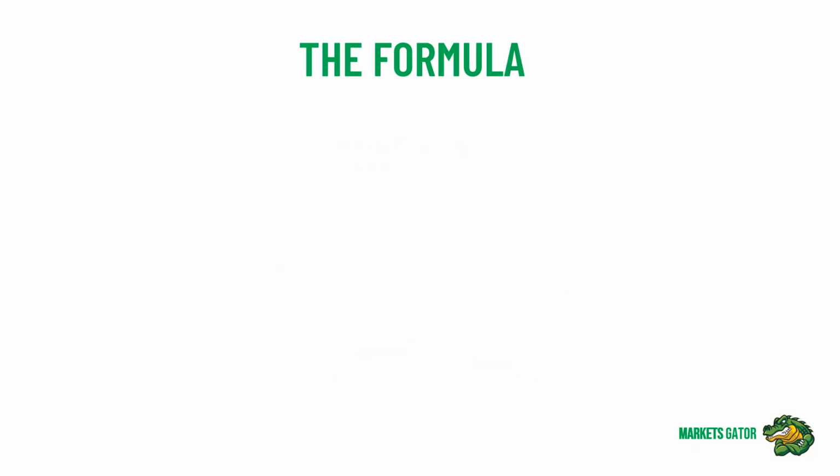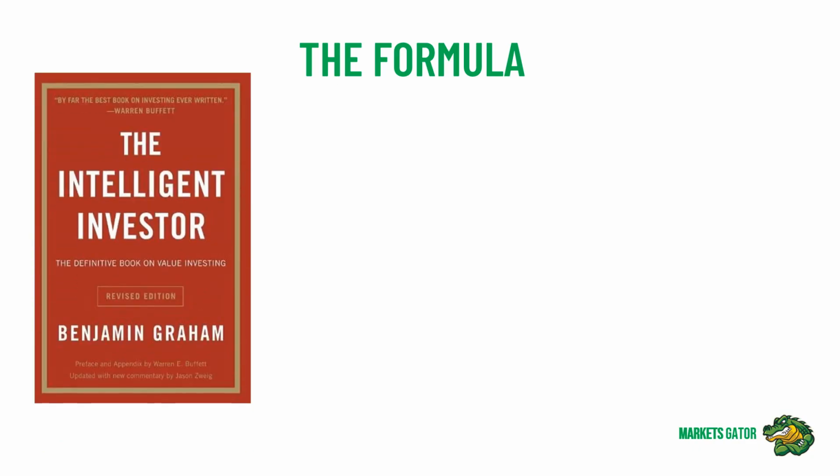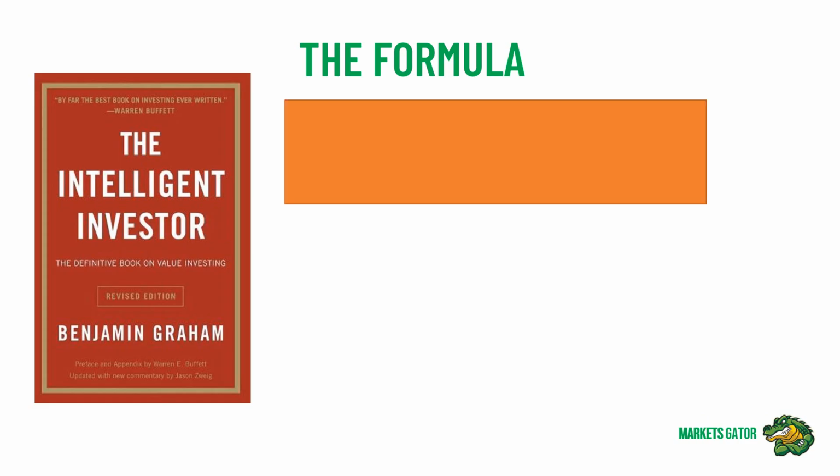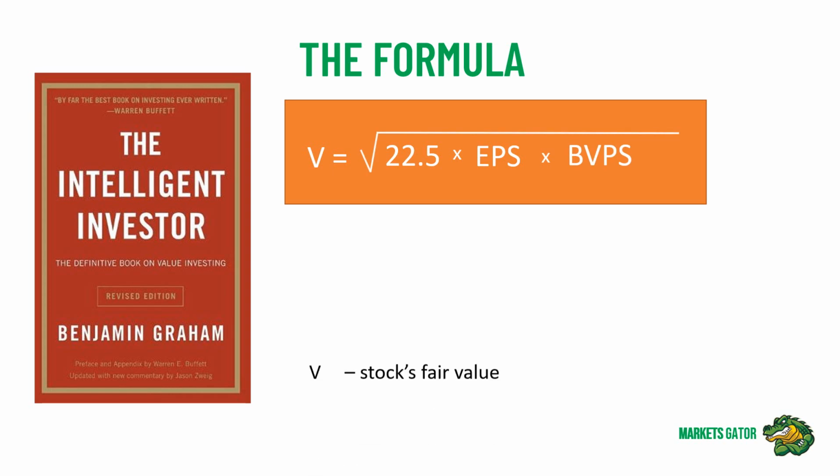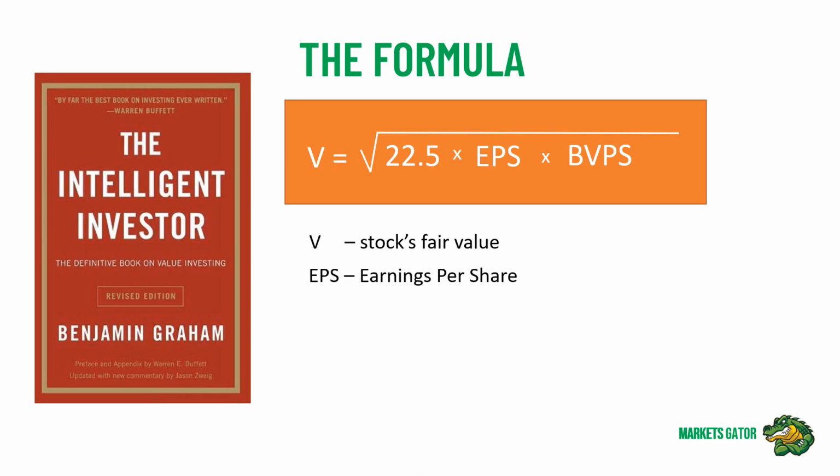Let's start. The formula we're talking about today comes from Benjamin Graham's legendary book, The Intelligent Investor. This is how it looks. It's the square root of the product of 22.5 by EPS by book value per share. Let's look at what each letter and component stands for. V, Graham number, a fair value of the stock. EPS, earnings per share. BVPS, book value per share. The 22.5 multiplier represents, according to Graham, an ideal PE ratio of no more than 15 and a price-to-book ratio of no more than 1.5.